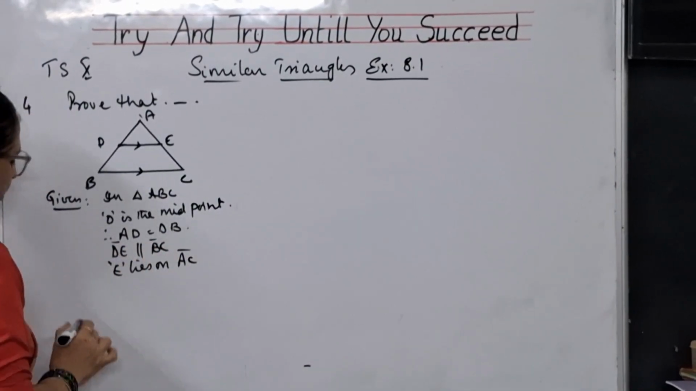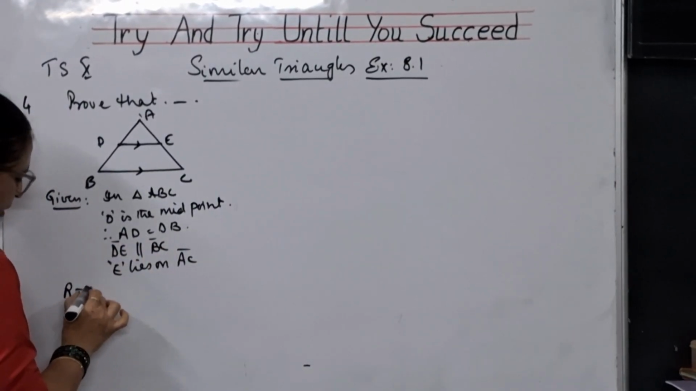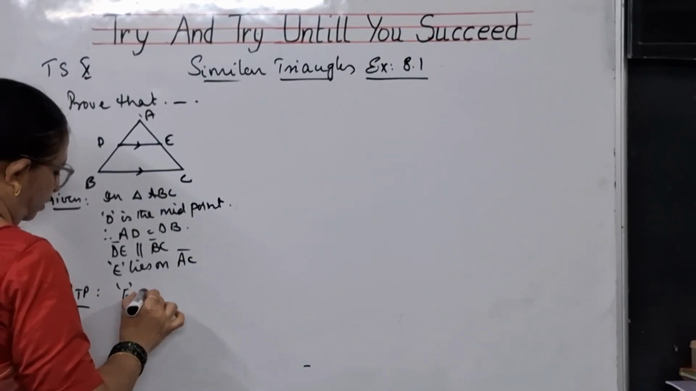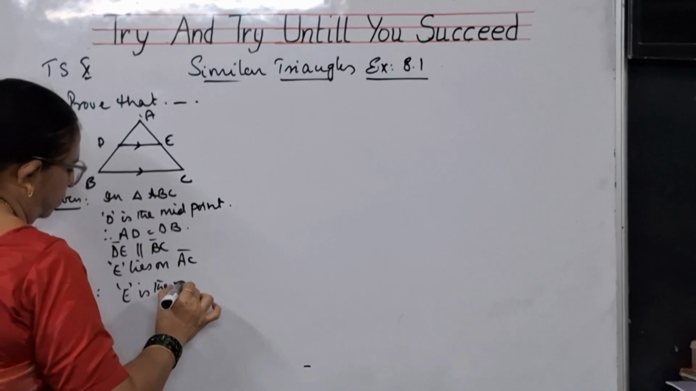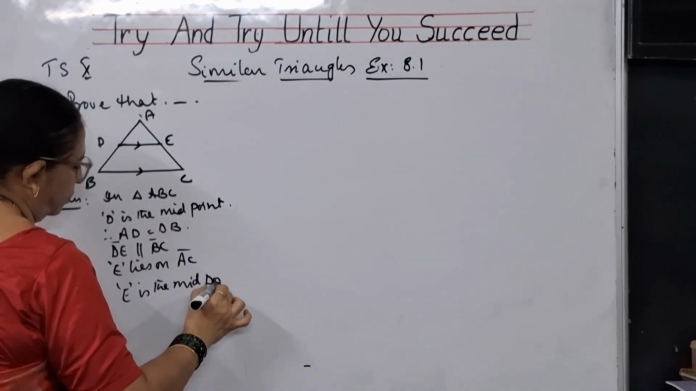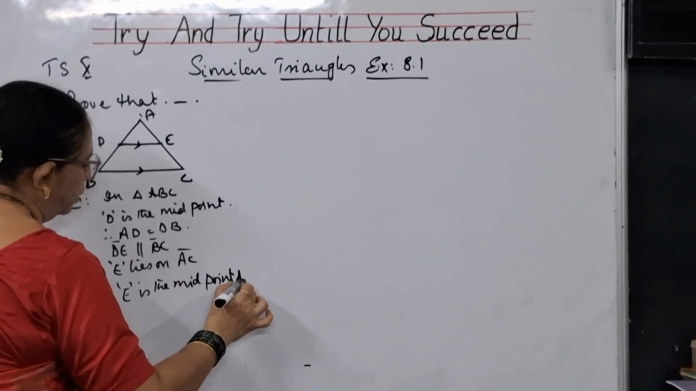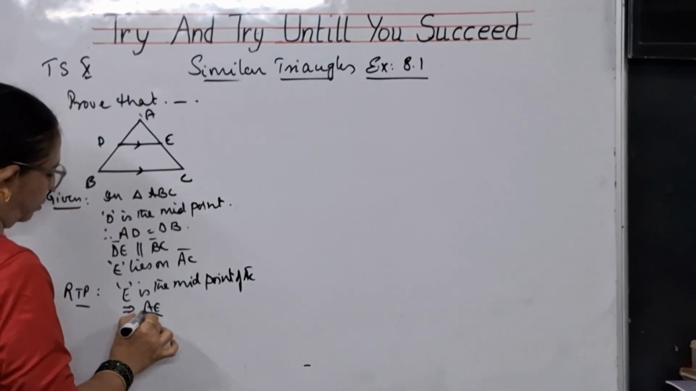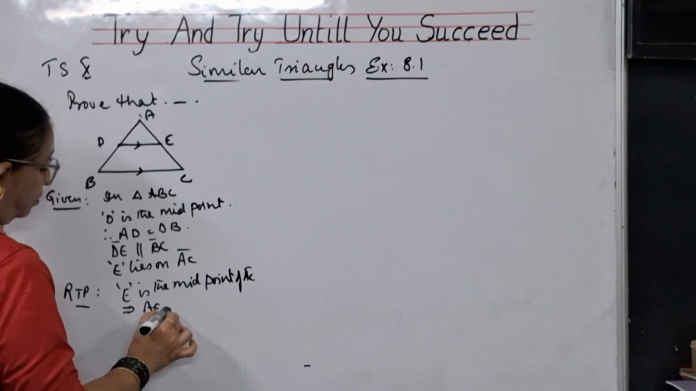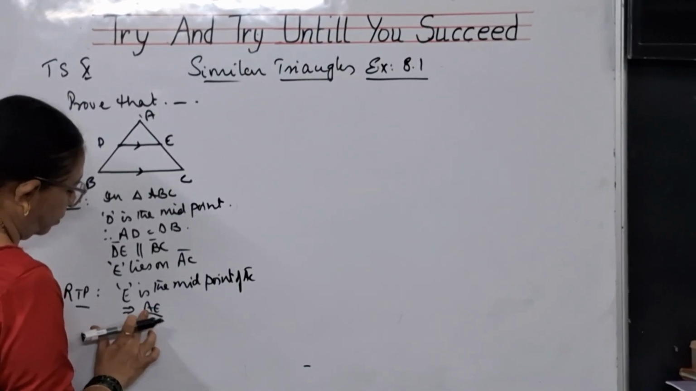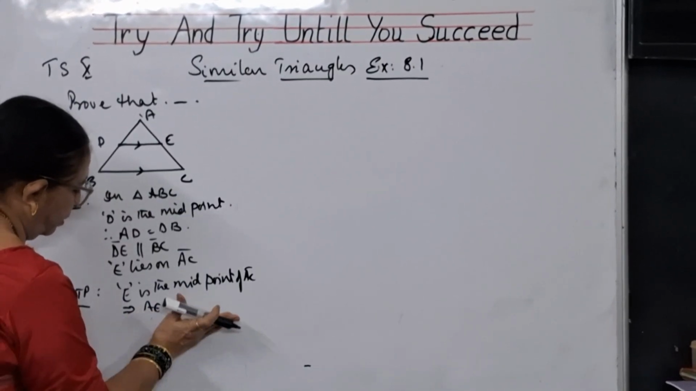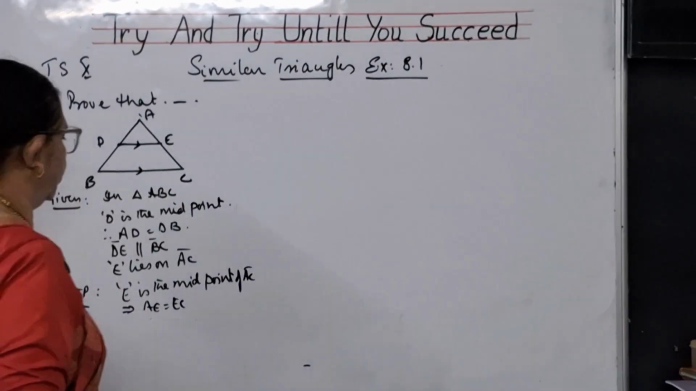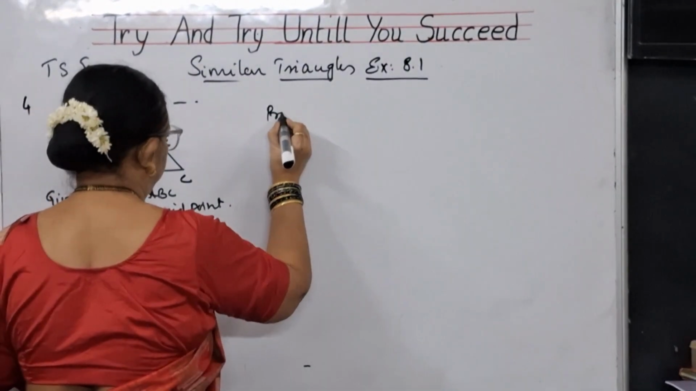Line segments. Let us write this. What is RTP? You have to prove that E is the midpoint of AC. What does this imply? AE by EC, that is, AE is equal to EC. I should write AE is equal to EC. This I have to prove. So let us see the proof.